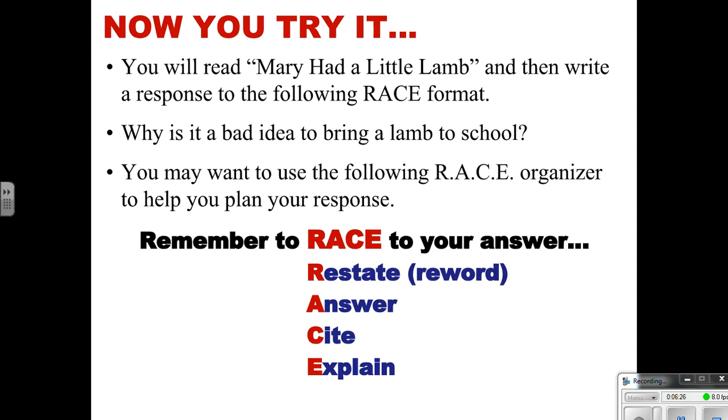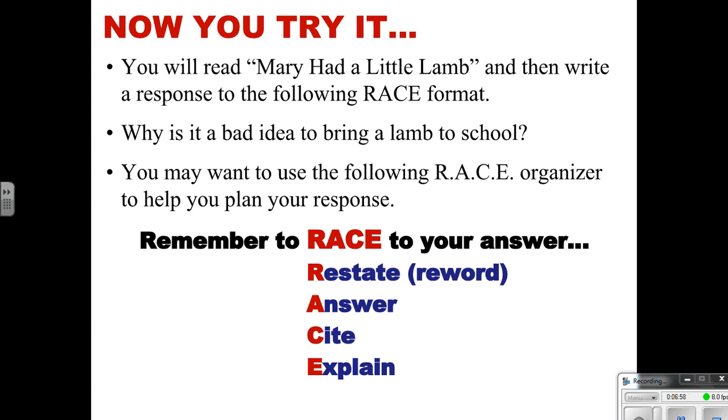So now you've been taking notes on one of your pages on the right, and now you're getting ready to do something on the even page. On the next slide, you're going to read Mary Had a Little Lamb. Everybody knows that nursery rhyme. It has multiple verses. Did you know that, though? You're going to write a response using the RACE format. Here's your topic: why is it a bad idea to bring a lamb to school? Use the following RACE organizer to help you plan your response.